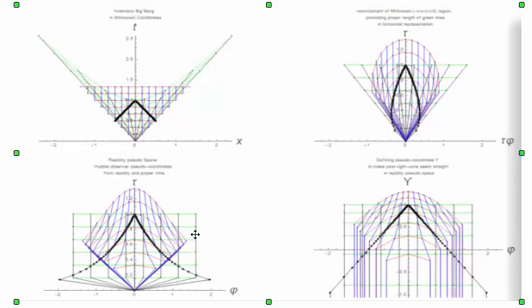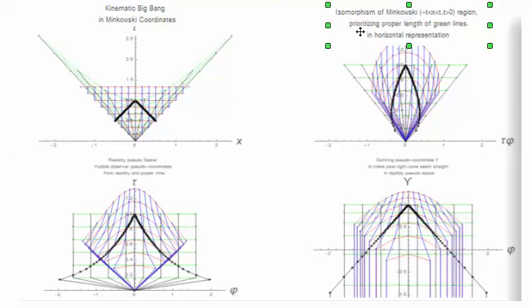And then I had my labels that I can't even read on this scale, so let's see what I can do. That one is the kinematic Big Bang in Minkowski coordinates. This one is an isomorphism of the Minkowski region, prioritizing the proper length of the green lines in the horizontal representation.